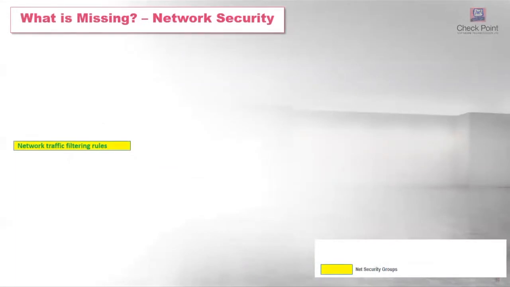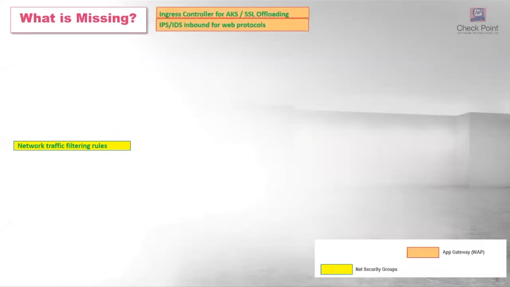I created a real quick Venn diagram. It's not going to be very nice, but I think it'll put the idea across of the overlaps between the functionality that network security groups gives you, which is network traffic filtering rules. We're going to be adding the WAF to that, the app gateway that has web application firewall capabilities. It works as an ingress controller for AKS and Kubernetes, but also performs a deep inspection of inbound web protocols.